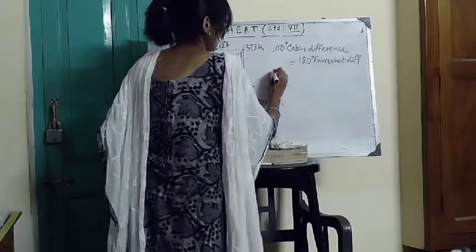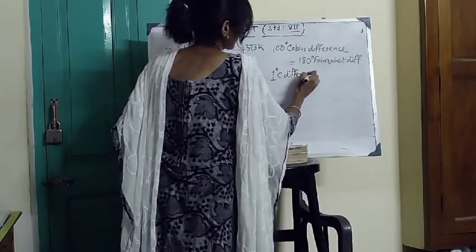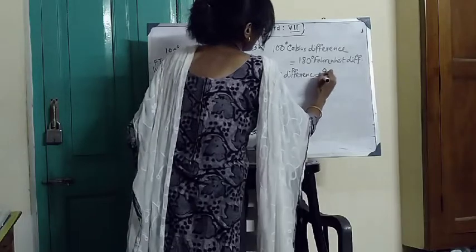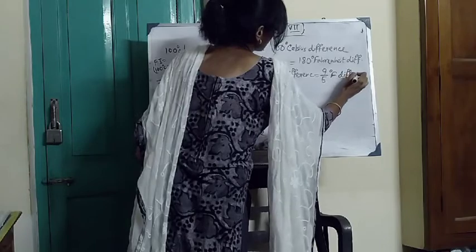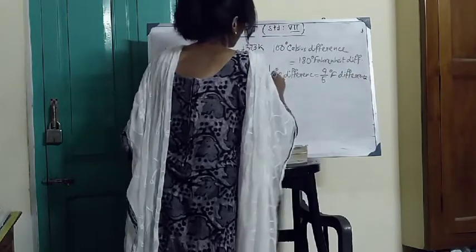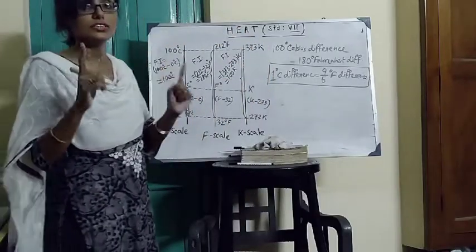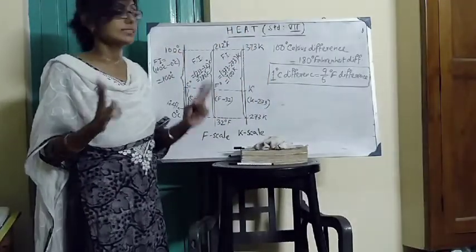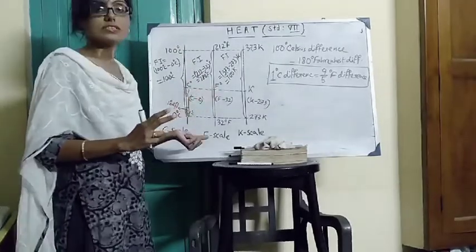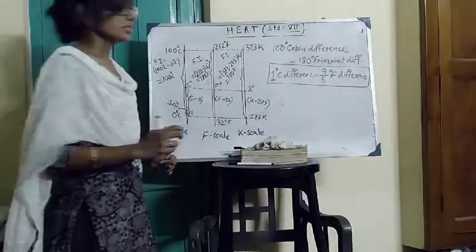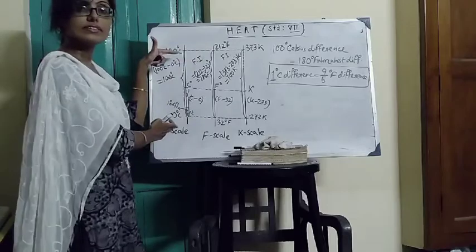We can write 1 degree Celsius difference is equal to 9 by 5 degree Fahrenheit difference. Very much important relation. This is not the relation between two particular temperatures. It is the relation between the differences of temperatures in the Celsius and Fahrenheit scale. Take the reverse calculation. Reverse calculation means 180 degree Fahrenheit difference is equal to 100 degree Celsius difference.